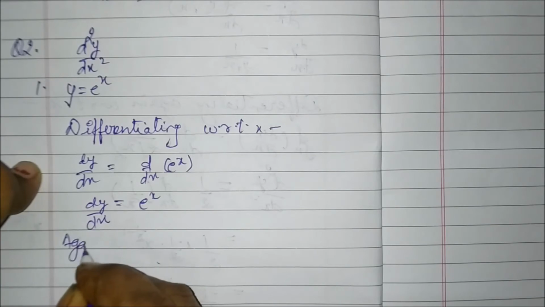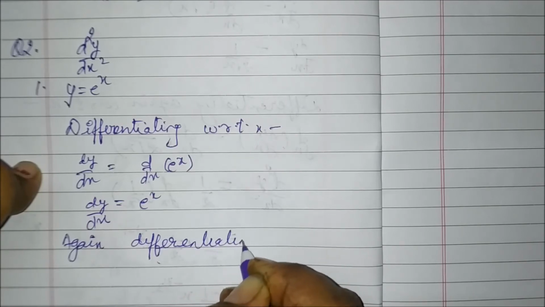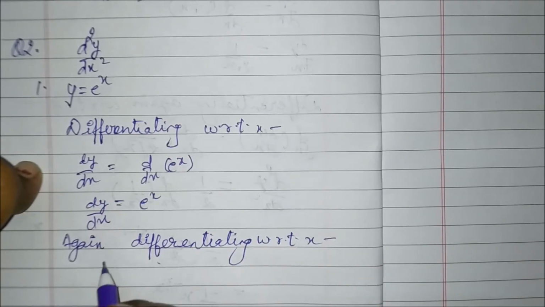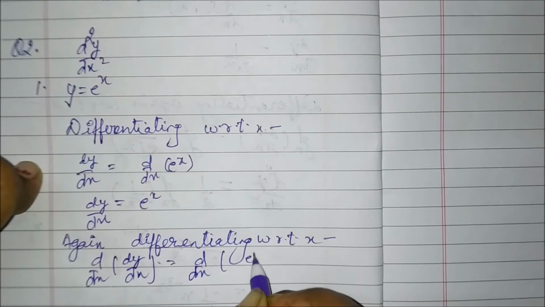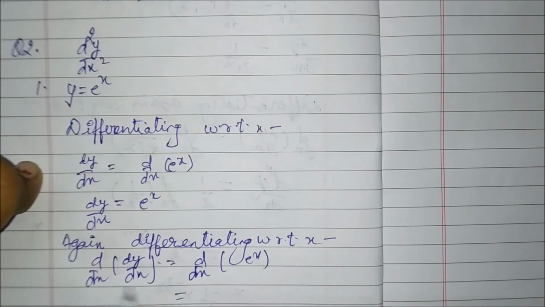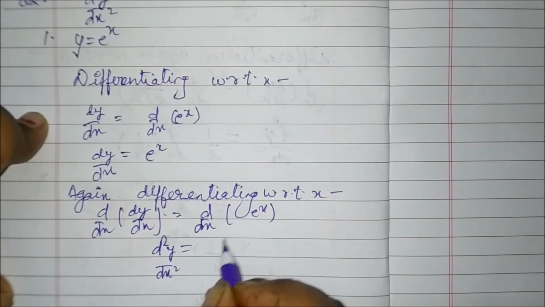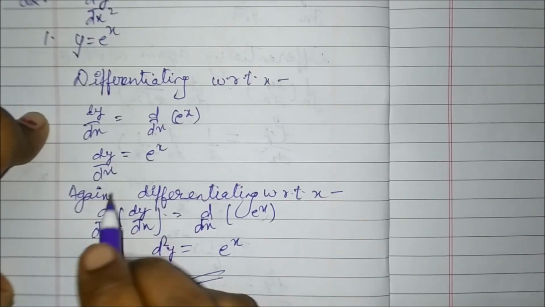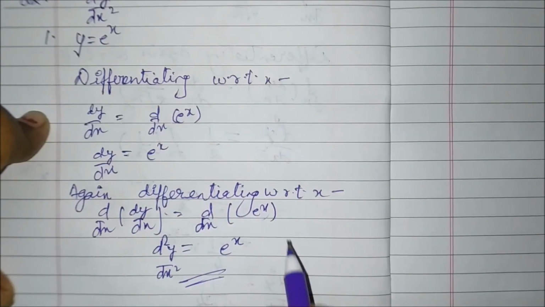So we have dy by dx equals to e raised to x. Now again differentiating with respect to x we get d by dx of dy by dx is equals to d by dx of e raised to x. This will become d2y by dx2 is equals to, again derivative of e raised to x is e raised to x. So there is no change. First derivative is also e raised to x and second order derivative is also e raised to x. This is the answer only.